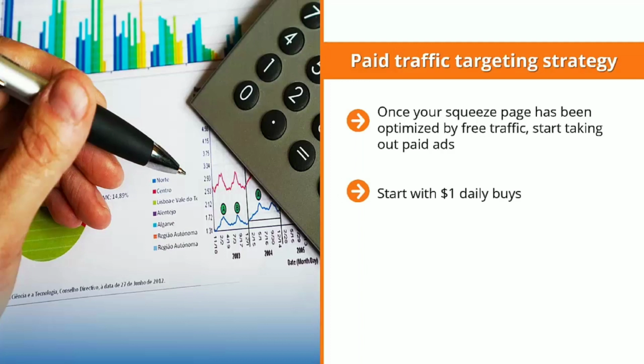Pay attention to your statistics. See if people are really converting at a high enough rate. Keep tweaking your squeeze page until your $1 ad buys convert at a fairly high rate. Once you've done this, start optimizing your email updates to boost your conversion rate. This requires a tremendous amount of attention to detail. You can't be lazy about this. You can't just set it and forget it.